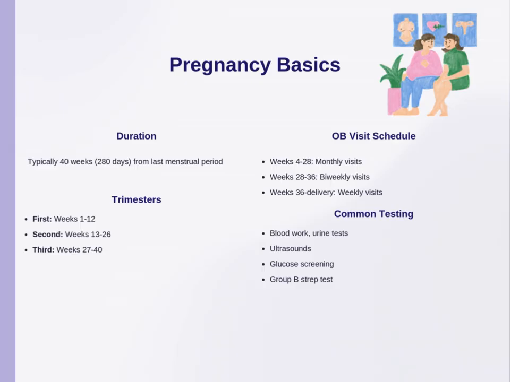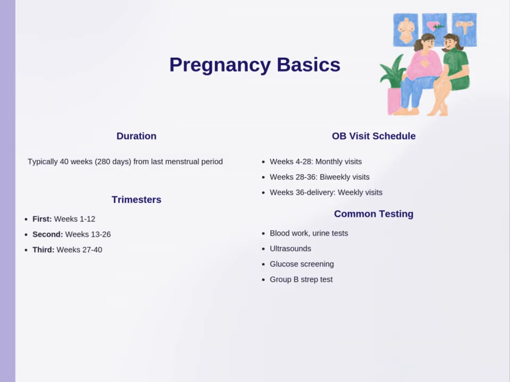Pregnancy basics. Typically, a pregnancy lasts about 40 weeks from their last menstrual period. When a patient comes in for any type of OBGYN exam, you always ask them when their last menstrual period was, and you need to be specific. You need to ask them the first day of their last menstrual period, because if you don't say the first day, sometimes they'll give you the last day, and that's not what we're looking for. We're looking for the first day, especially if they come in for a pregnancy visit.